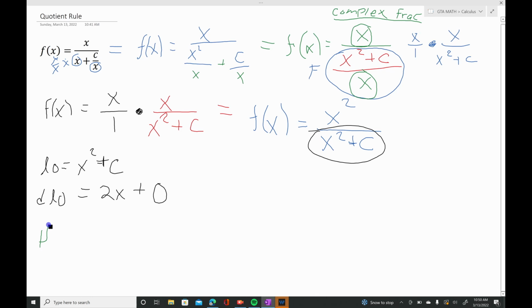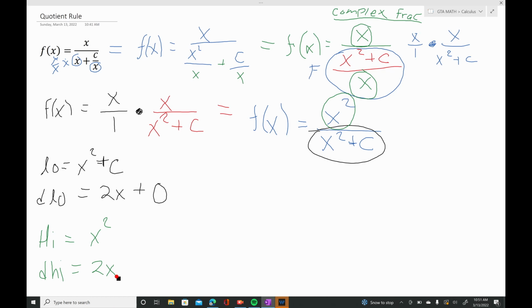And then we're going to have our high function, which is this green stuff up here. That's going to be x squared. And then we're going to take the derivative of the high function. And we're going to end up with 2x.